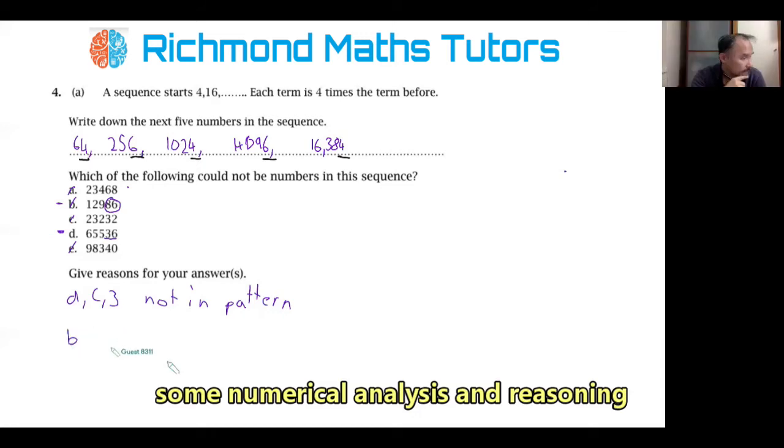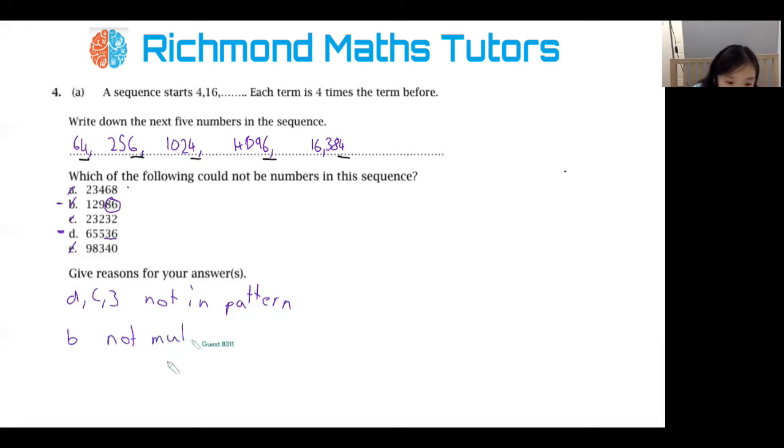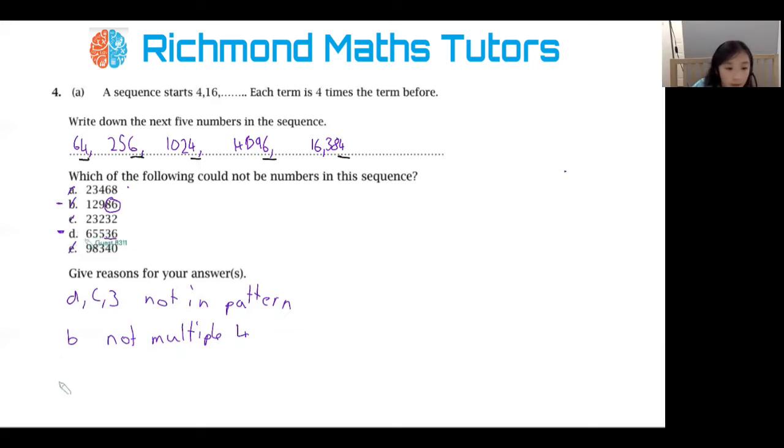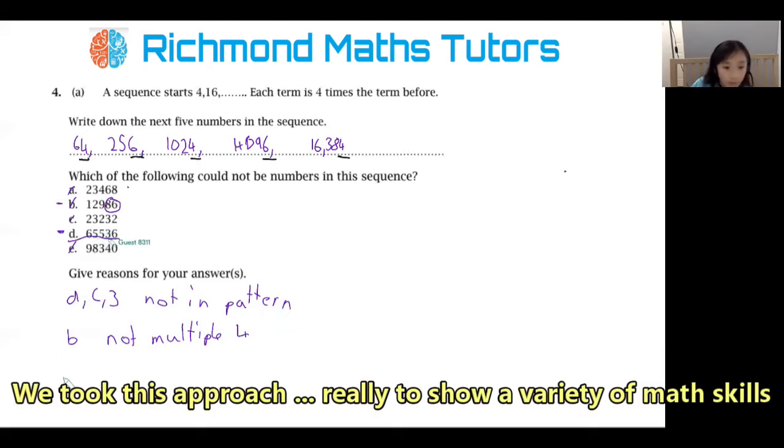B is not a multiple of 4. Yeah, very nice. So the only one that could work is 65536.